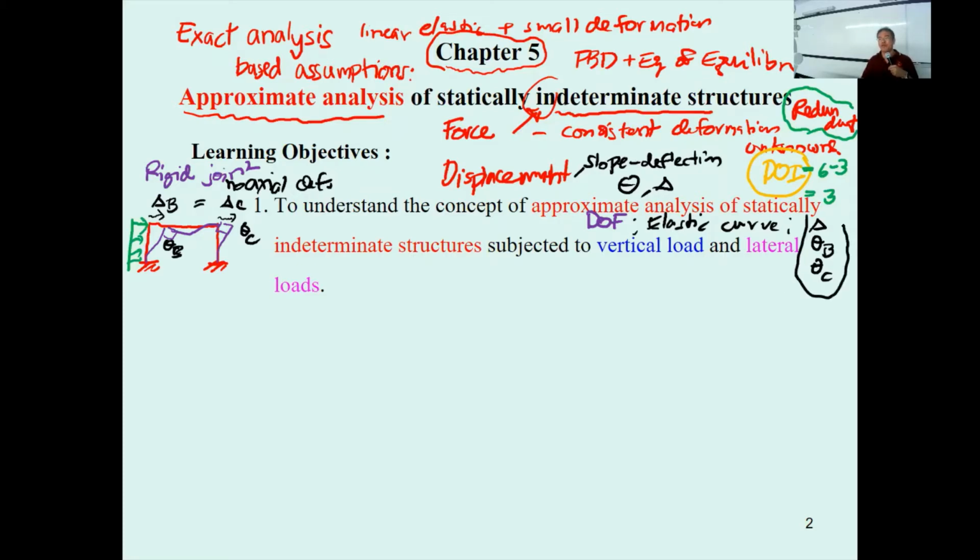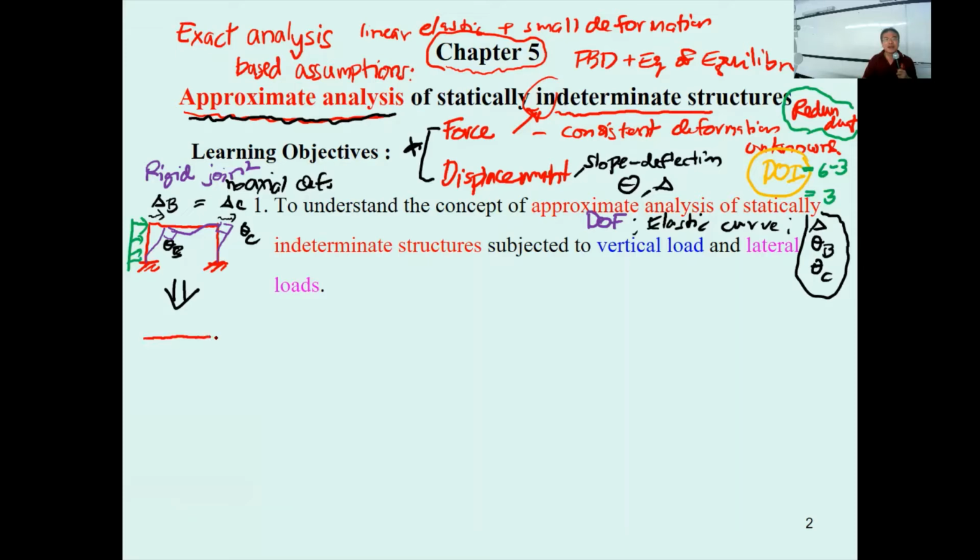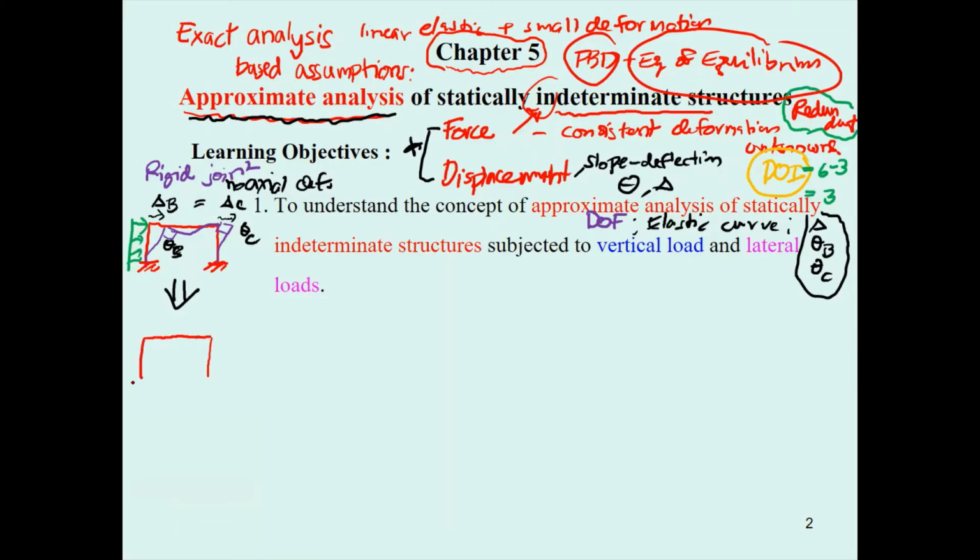Then you can solve for these unknowns, and then you can determine the shear diagram and the moment diagram of the frame. That's what we call the exact analysis. In the so-called approximate analysis, we are going to convert this frame into a frame that can be analyzed using only the free body diagram and the equations of equilibrium. That means we have to add more conditions, more assumptions.